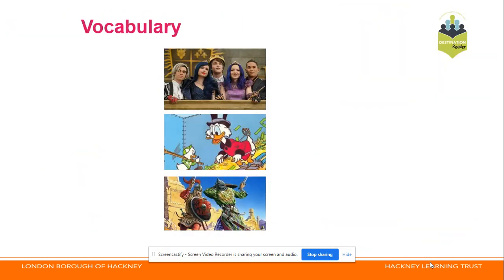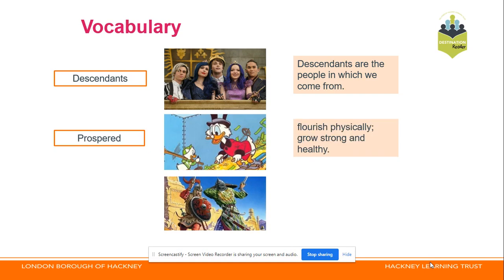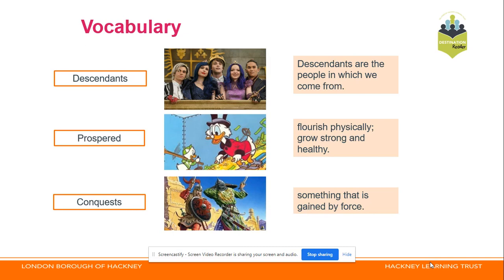Okay, so let's look at today's vocabulary you will be seeing in the text. Our first word is descendants. Descendants are the people from whom we come. So our parents, our grandparents, and our great-grandparents. Prospered. Prospered is when a kingdom or person can flourish physically, grow strong and healthy. Conquests. Conquest is when something is gained by force. And for any other vocabulary that you struggle with today, please use a dictionary or ask for help.